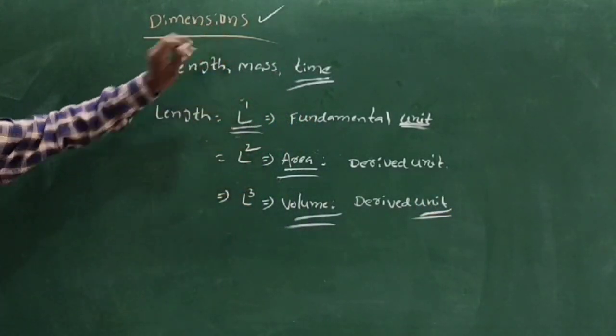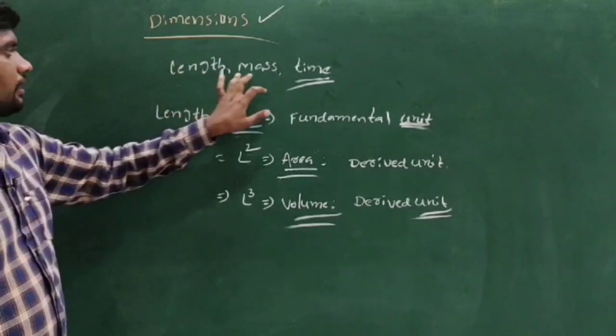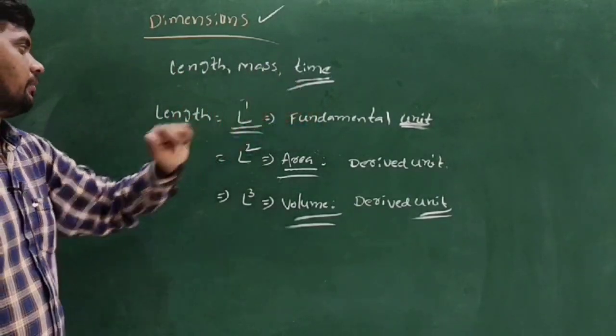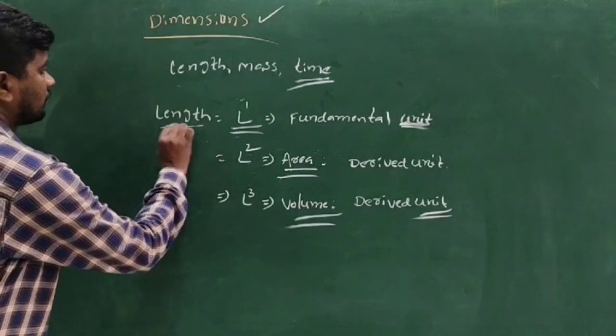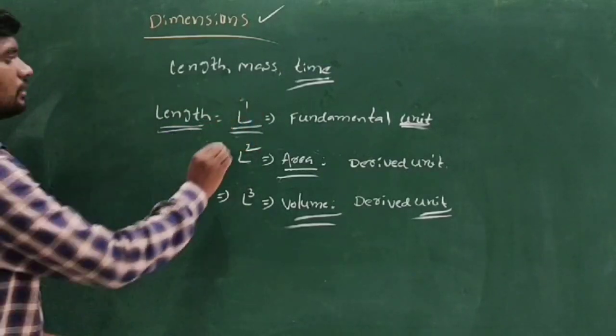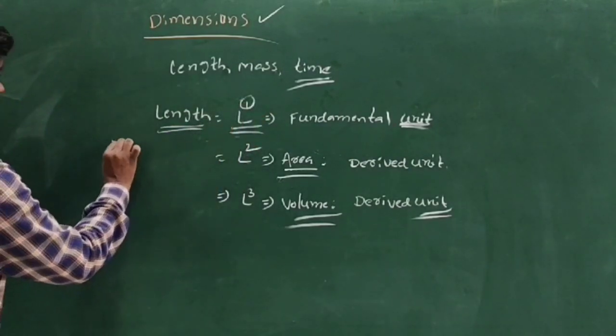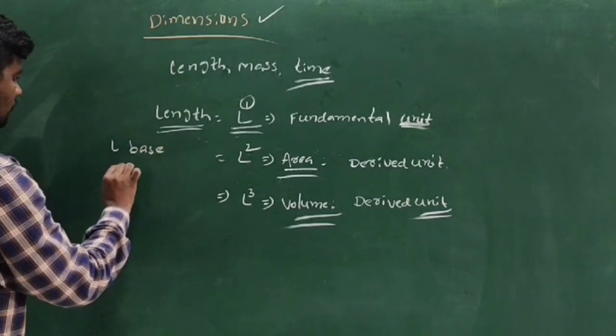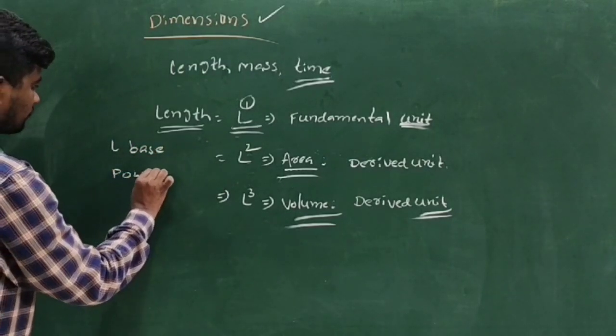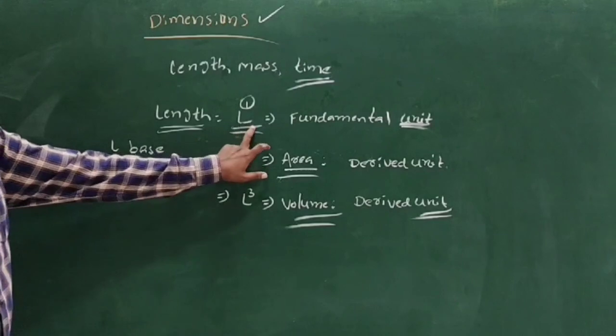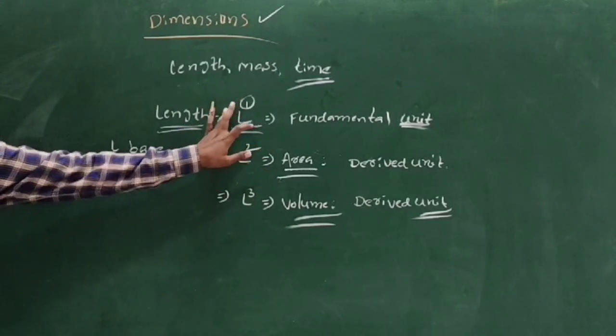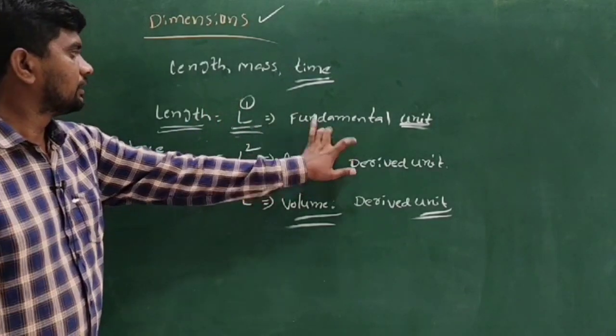Repeat once again the dimensions. There are three fundamental units: mass, length, time. First of all is length. The base is L, and the power is 1. Base L, length, power 1. The fundamental unit is length.